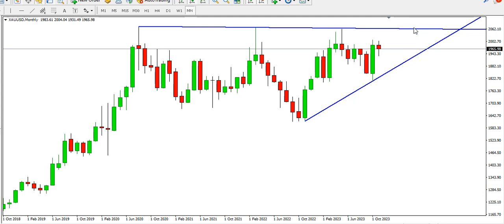Okay, if it touches the resistance trend line, we might see price turning towards the support trend line until we have a breakout. Of course, you monitor the breakout for trade entry. This is a monthly time frame.